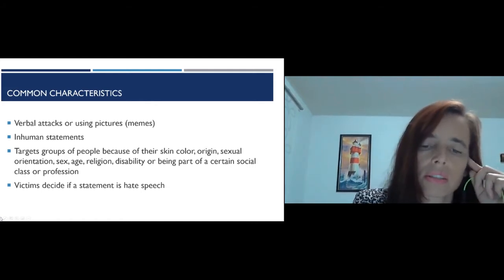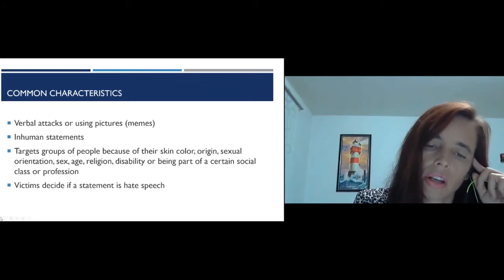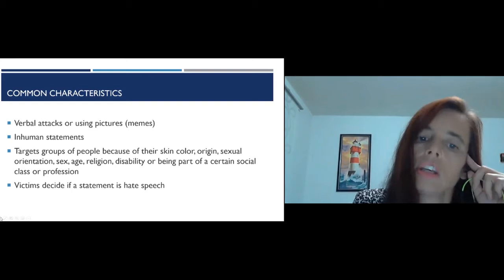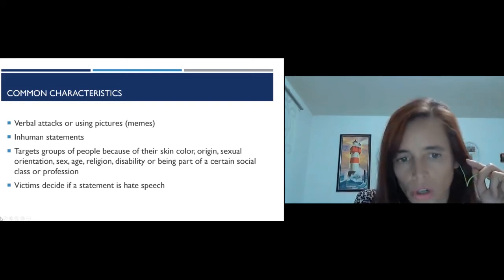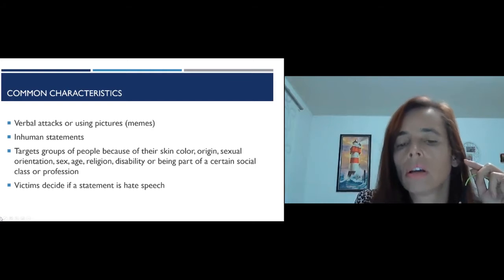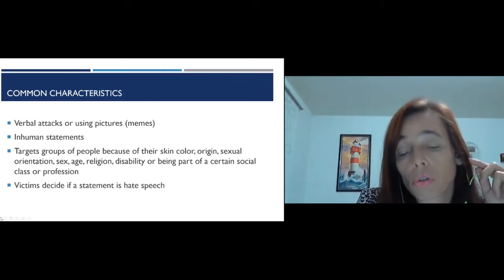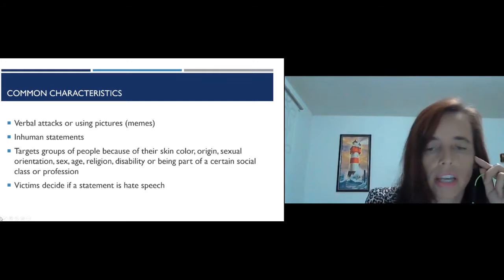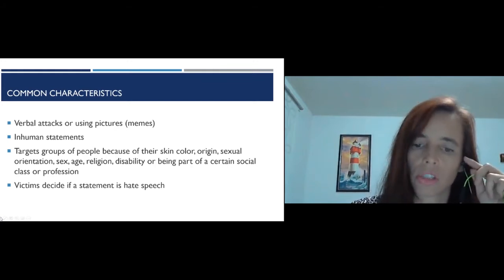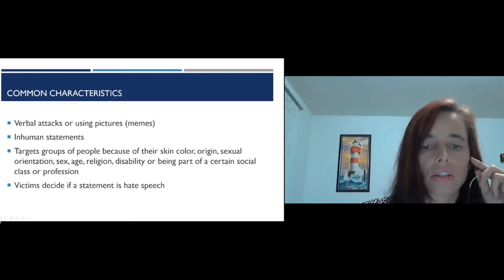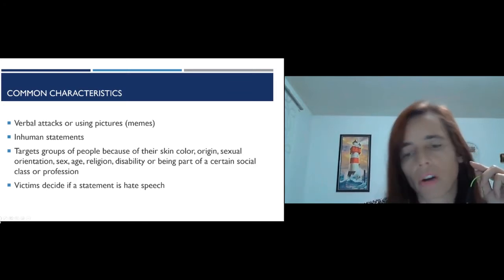And something that's quite interesting, I think, about the definition of hate speech: the victims decide if a statement is hate speech or not. So it's not other people saying, okay, that's hate speech, but really the group concerned, the target of the hate speech, who say, okay, that's hate speech or that's not hate speech. Which I think is a difference compared to talking about things like cyberbullying, for example.